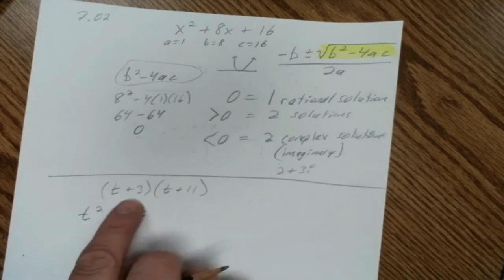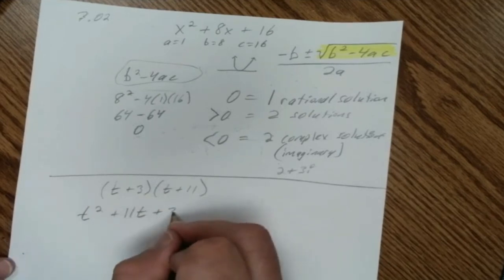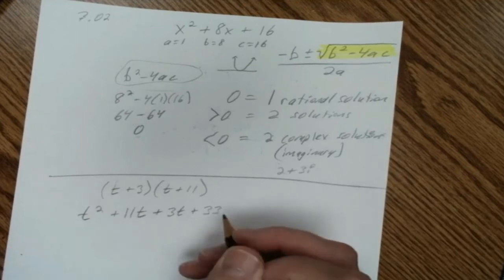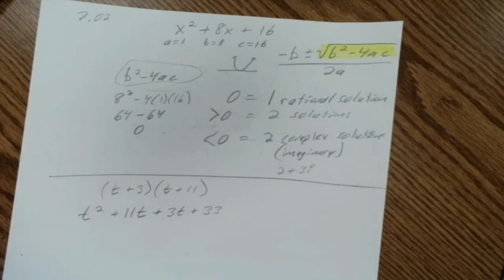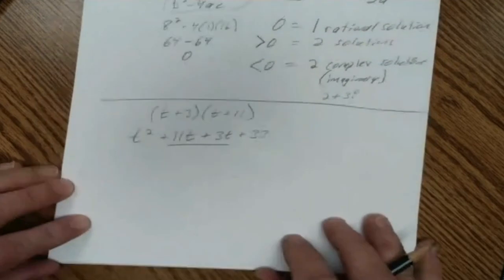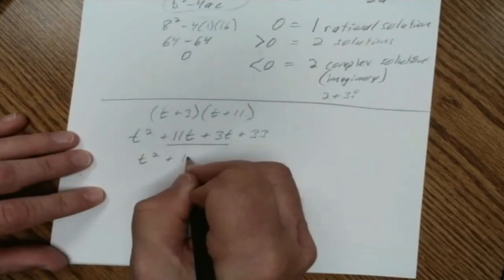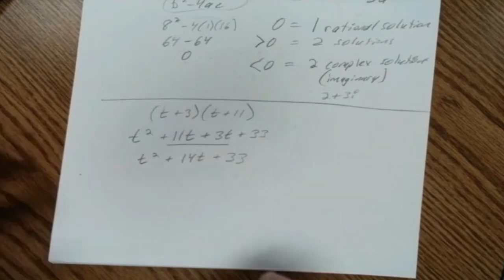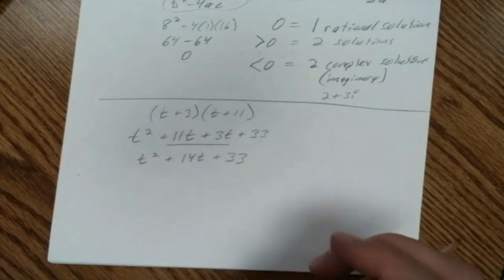Now we take the 3 and we have to multiply it by both of those, 3t plus 33. Okay. Now what do we have? We have like terms right here. The 11t and the 3t are like terms, so we can combine those. t squared plus 14t plus 33. That would be the trinomial we get when we multiply those together.